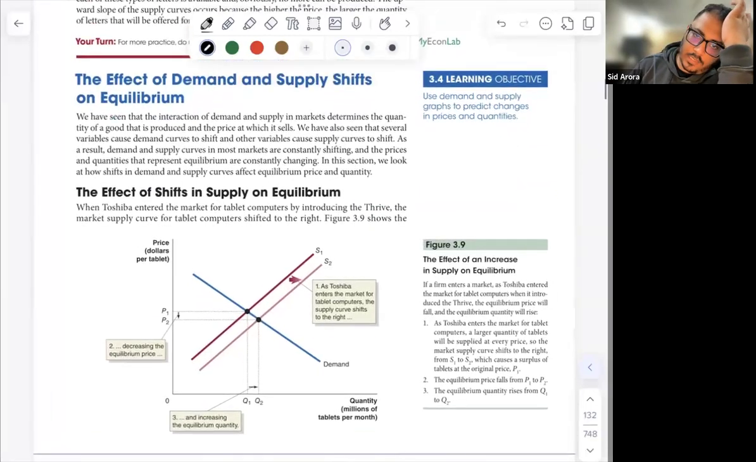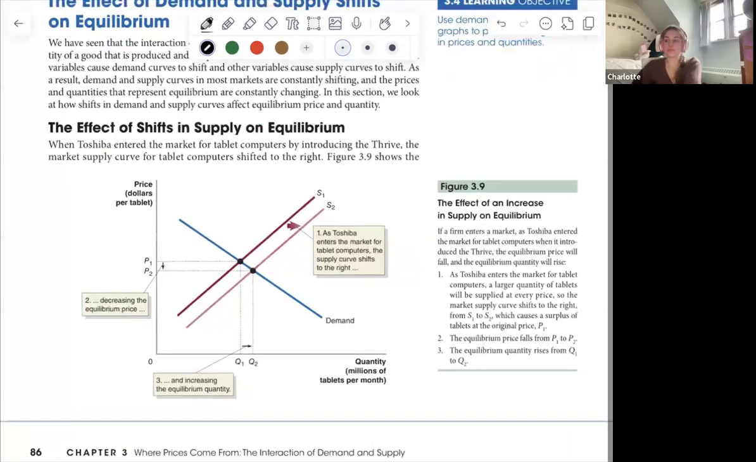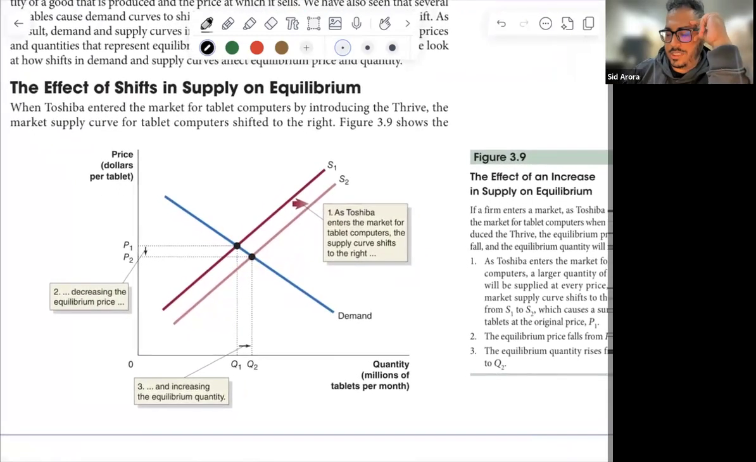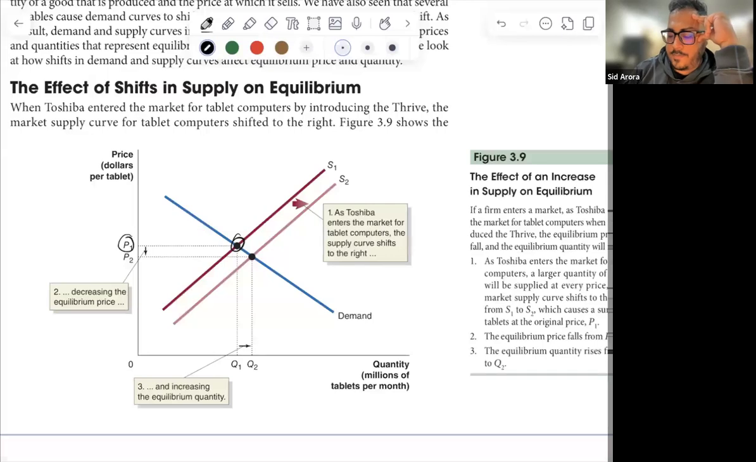So the last thing that we'll look at in this chapter is the effect of shifts in demand and supply curves on the equilibrium. Let's take a look at this example here. We're looking at tablets again. We have our demand curve, which is the blue curve, and S1 is our original supply curve. The equilibrium point is right here, where the demand curve intersects with the S1 curve. So that's a price of P1 and a quantity of Q1, our equilibrium price and equilibrium quantity, respectively.